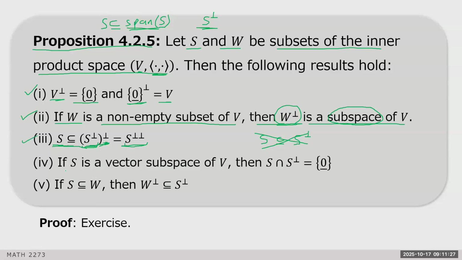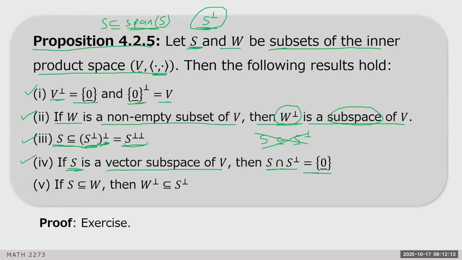The next property: when we were taking these orthogonal complements, S just had to be a set. To take the orthogonal complement, S only needs to be a set, and we could construct the orthogonal complement. However, if S is also a subspace of V, not only a set, then the intersection between S and its orthogonal complement is the zero vector.